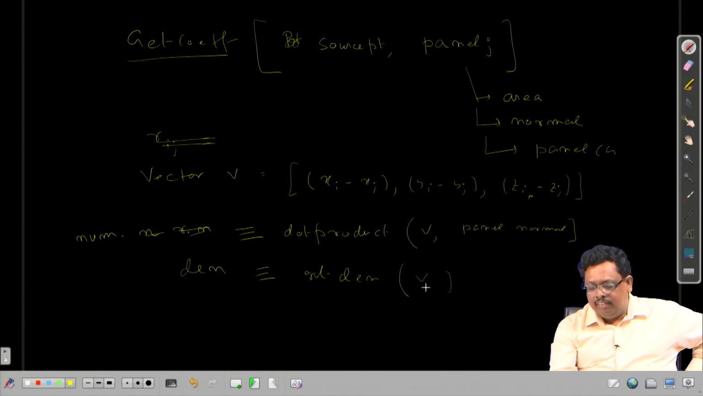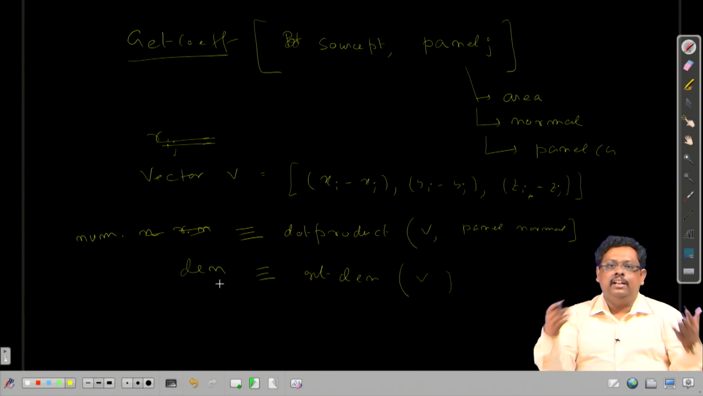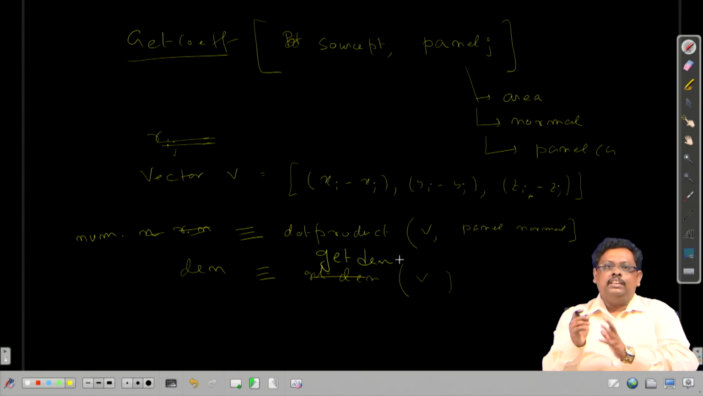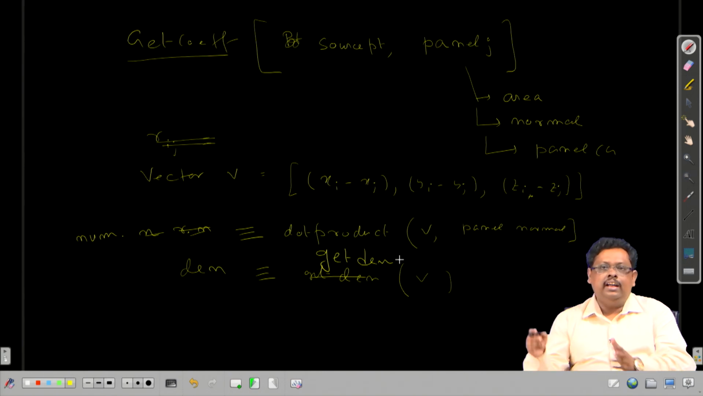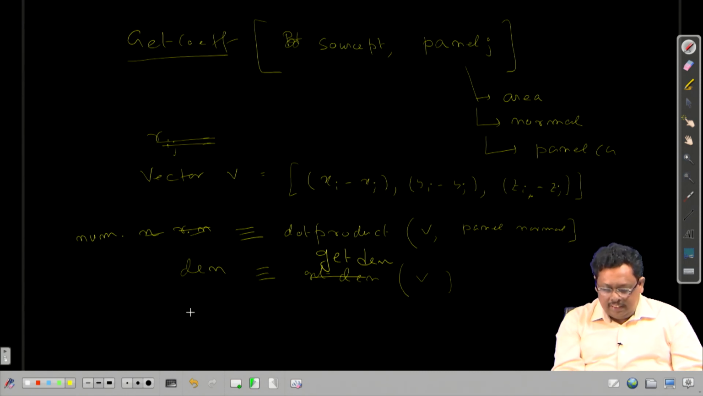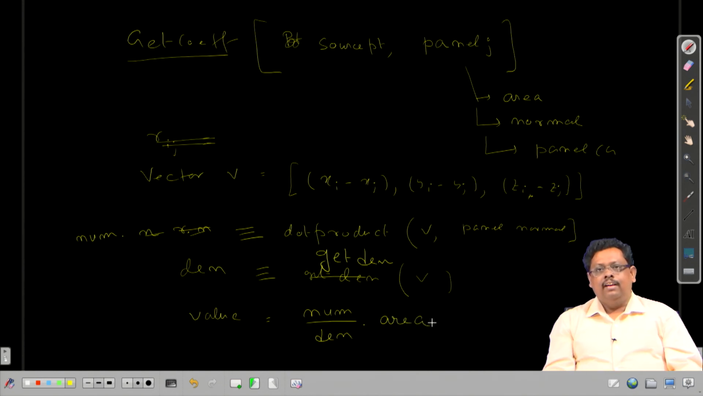So, when you send the vector v, you are writing a separate function for the denominator, which is get denominator here. Okay. I think let me write it a little bit bigger, just because these are all small functions. So, in denominator you are writing get denominator. So, you are getting the denominator, and then finally, you can write your value is nothing but your numerator divided by your denominator and then multiplied by the panel area, which is always with you. So, you can multiply by panel area, right.